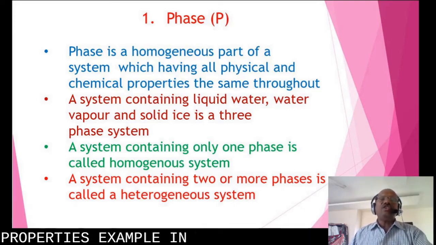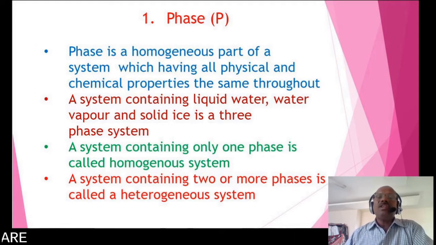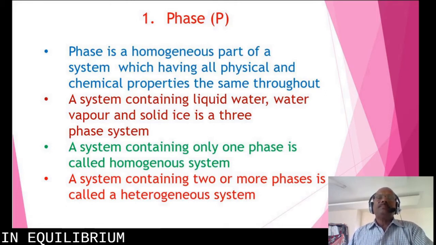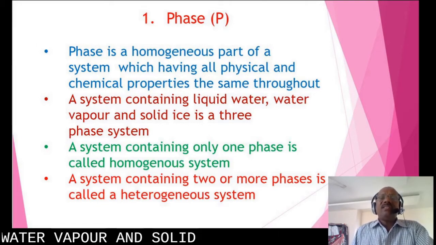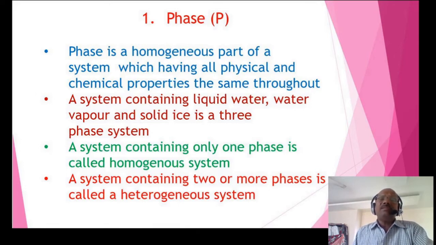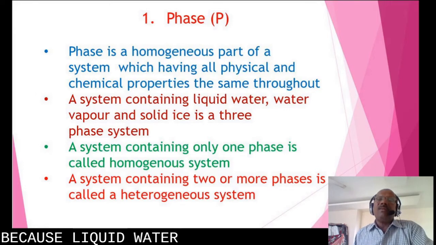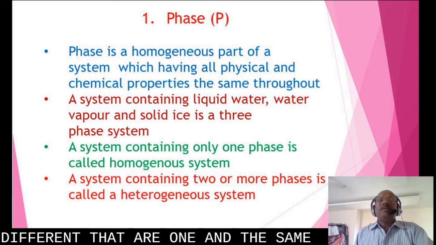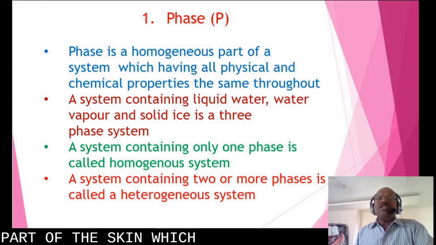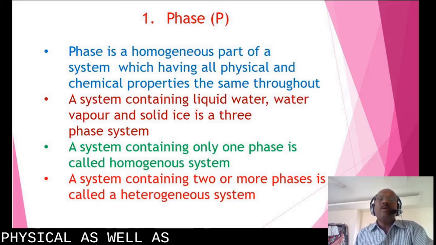For example, in the water system, there are three phases of water which are in equilibrium. That are liquid water, water vapor and ice. Why are these three phases? Because liquid water and water vapor are physically different, even though they are chemically one and the same. Means phase is a part of the system which must have physical as well as chemical properties the same.